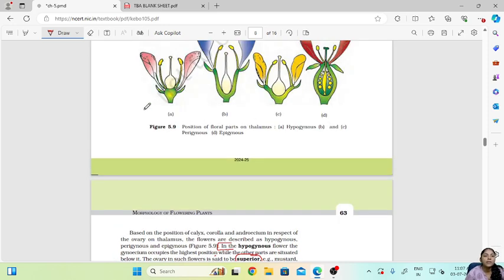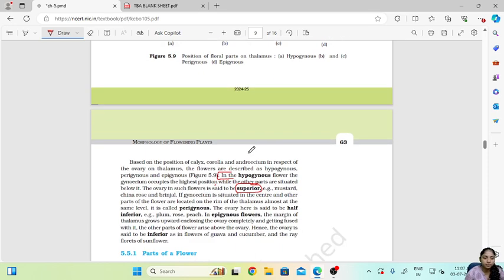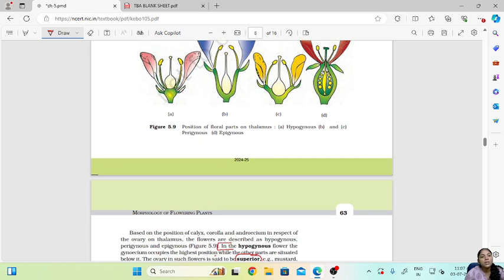For example, let us see here in this diagram. Here the gynoecium, this part, the pistil, has the highest position, and all the other parts, the stamen, calyx and corolla, are below it. So this type of arrangement is called hypogynous and this ovary is said to be superior.